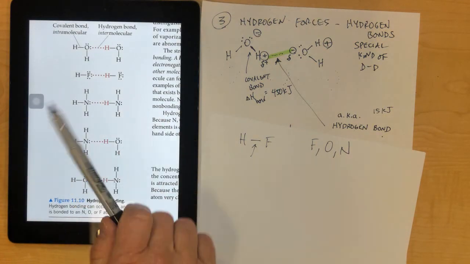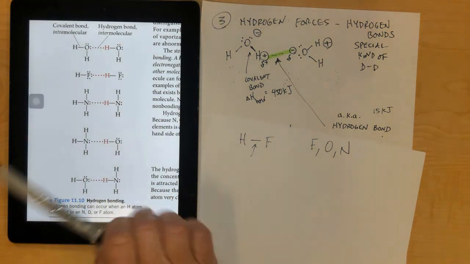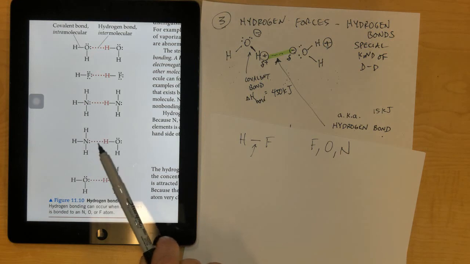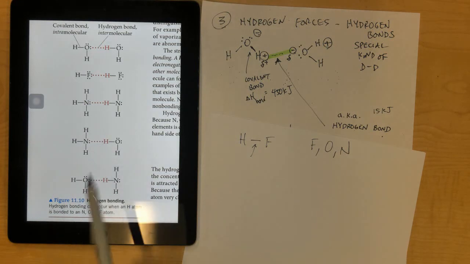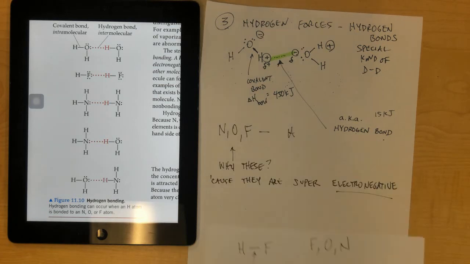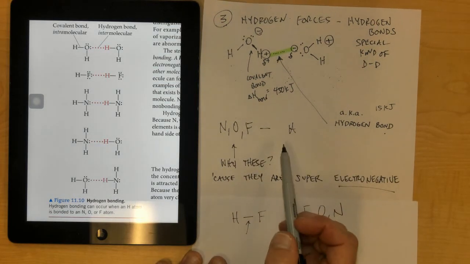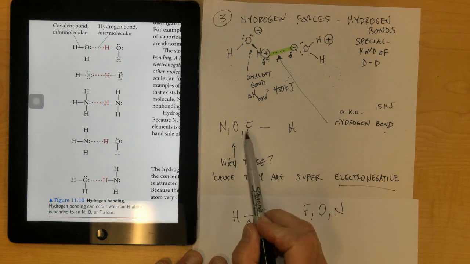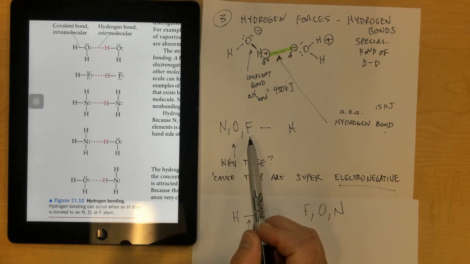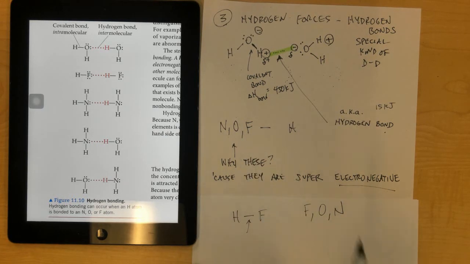Notice how they show it in ammonia right here, and then they show it between ammonia and water here as well, and then they show it between water and ammonia again in just a different way. So hydrogen bonds occur when there's a hydrogen bonded to an F, O, or N inside of the molecule.